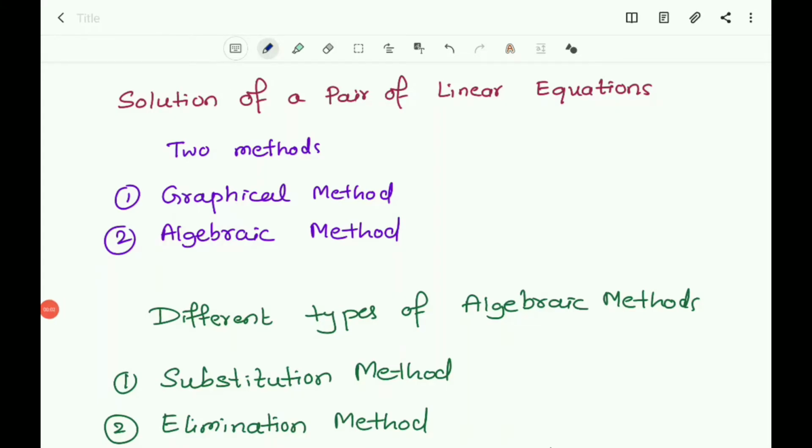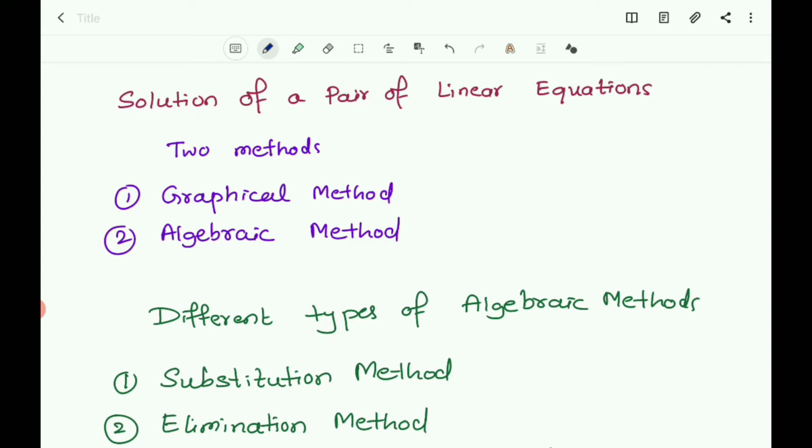Children, let us continue the chapter Pair of Linear Equations in Two Variables. Now, let us find the solution of a pair of linear equations. There are two methods to find the solution of a pair of linear equations. The first method is the graphical method. The second method is the algebraic method.